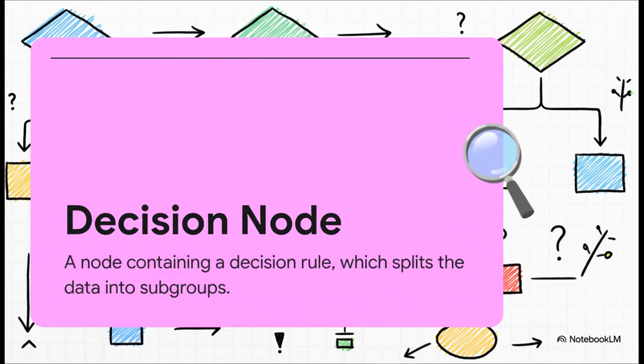Now, from that root, we start to branch out into what are called decision nodes. And this is where all the action happens. Each one of these nodes is basically a question point. It asks a simple true or false question about one of the features in our data. Something like, is the blood pressure over 120? Or is the weather sunny? And that one question immediately splits our data into two smaller, more manageable groups.